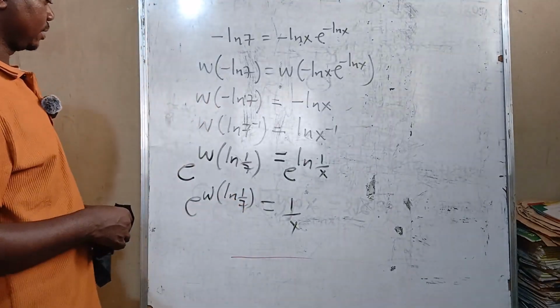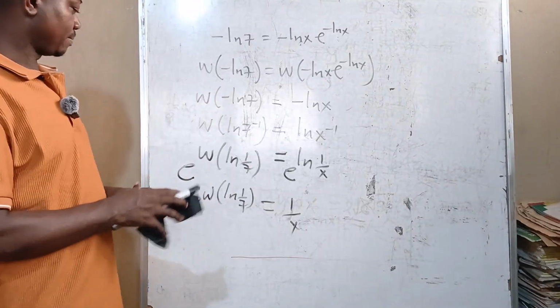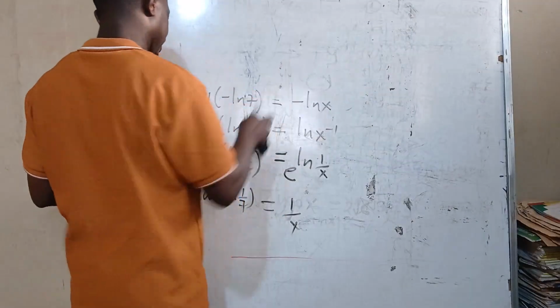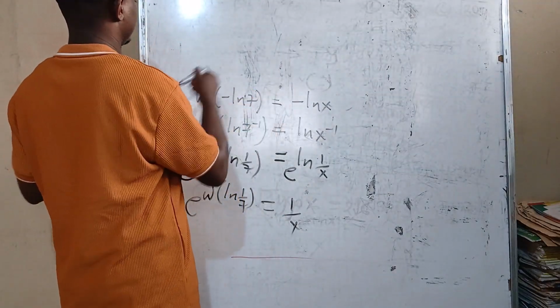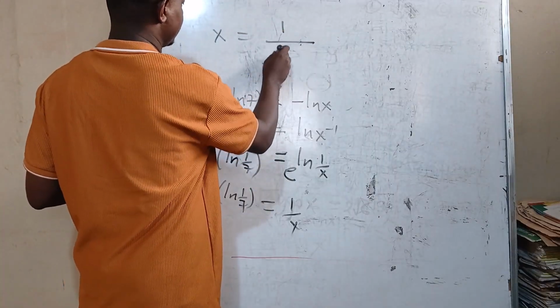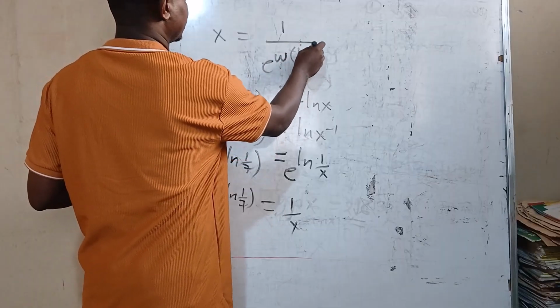As simple as that. From here, I can interchange this, whereby x will be 1 over e raised to the W function of ln of 1 over 7. That's the answer.